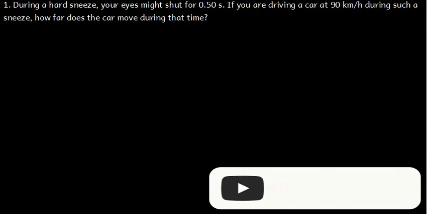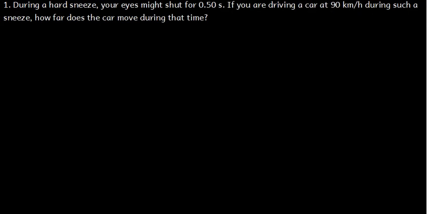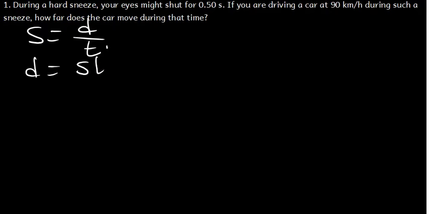Okay, so we know that they're asking about distance. What we're going to do is we know that speed is given by distance divided by time. Our goal is to find the distance. We're going to say that the distance is going to be speed times time. Now in this case, our speed is in kilometers per hour. We need to convert this from kilometers per hour to meters per second.